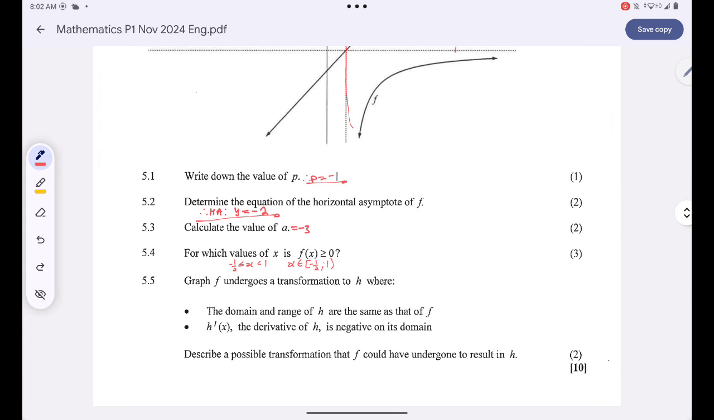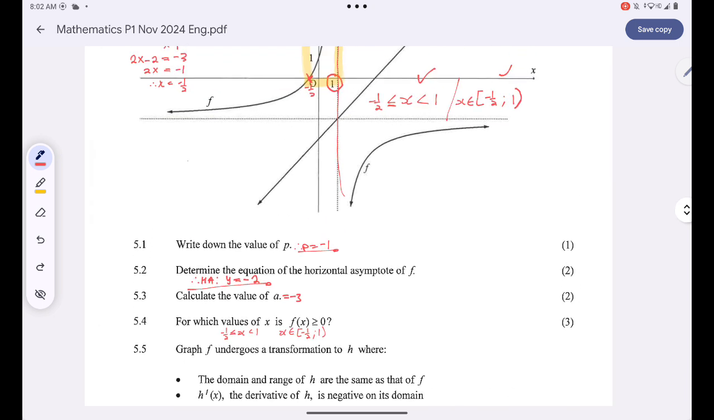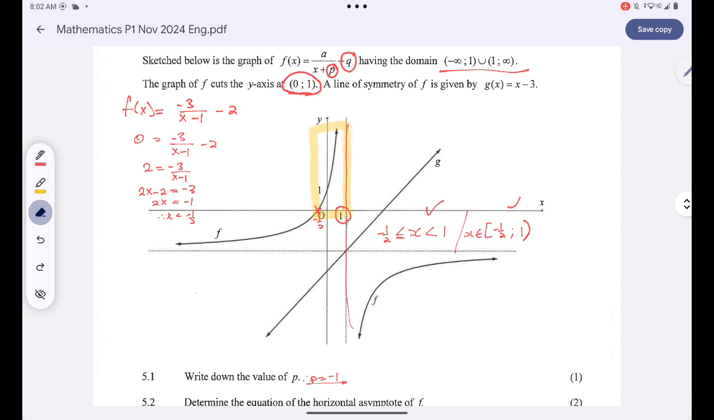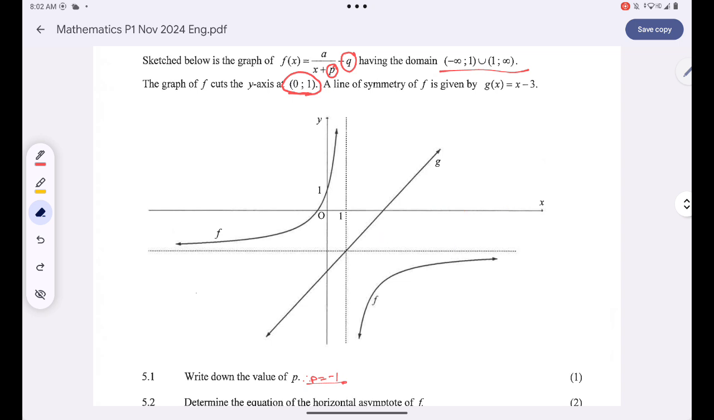Okay, and then now, guys, we are told that f of x undergoes a transformation to h of x, where the domain and range of f of x are the same. Okay, and then we are told that h prime of x, the derivative of h, is negative. So they are basically asking us to describe the transformation that occurred. For us to have a graph of h of x which has a negative derivative simply means our graph will be decreasing.